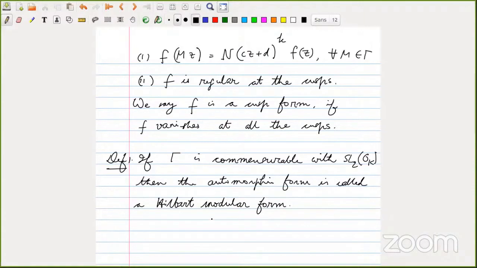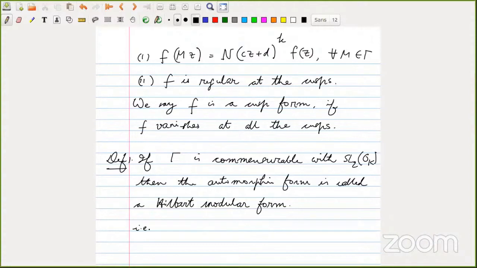Okay, so in some sense, yeah. When I fix the discrete subgroup to be SL2(O_K), or finite index subgroups of SL2(O_K), then we refer to these automorphic forms as Hilbert modular forms.